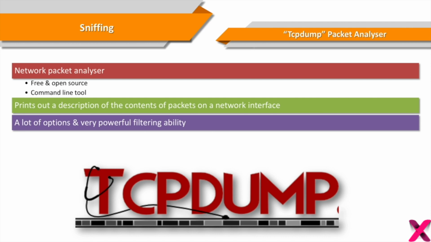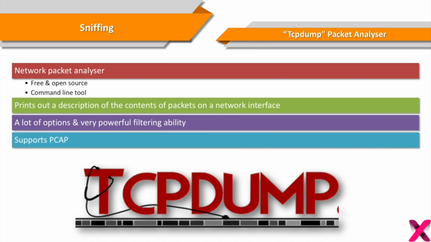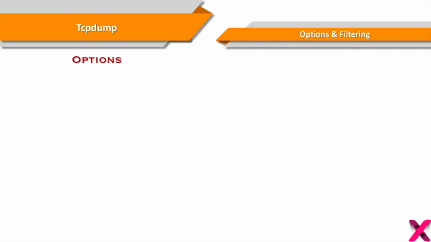It can be preferred to other packet analyzers, such as Wireshark, because it's so fast. It also supports one of the most common network traffic capturing formats, PCAP. You can save the results as raw ASCII text in a document as well. So have a look at this. These are some of the parameters you can use with the TCP dump command.